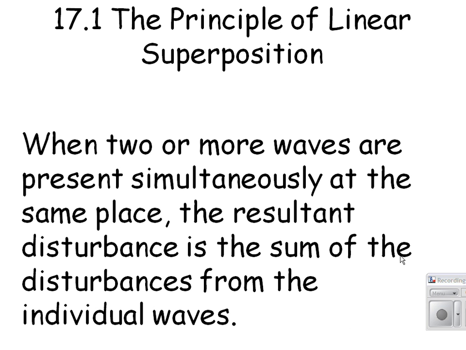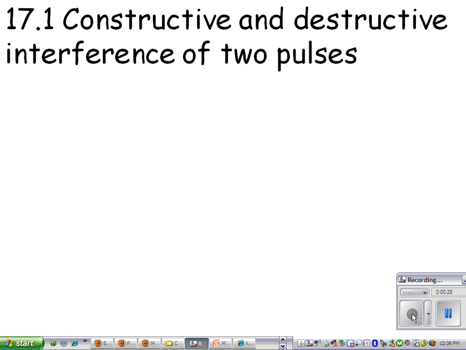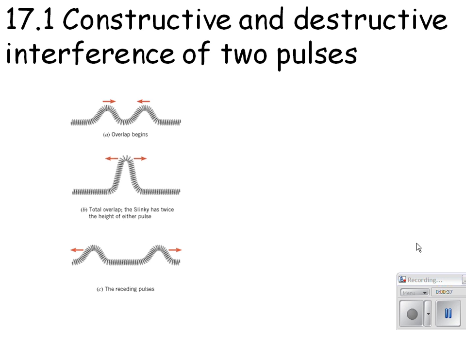When two or more waves are present simultaneously at the same place, the resultant disturbance is the sum of the disturbances from the individual waves. So we're gonna look at what this means in terms of light waves and sound waves today. Let's start off by looking at the constructive and destructive interference of two pulses along a slinky. This will help us understand how waves act with sound and with light.